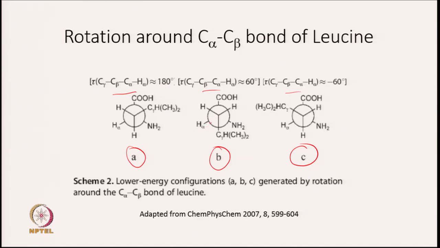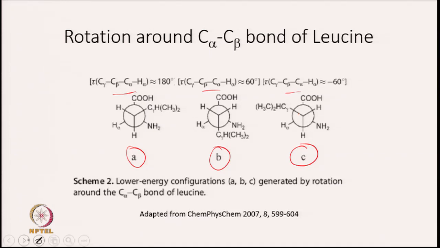In this again, this is C alpha, C beta is the upper one, and C gamma is here. This angle is your 60 degrees, and here your C alpha is below the plane, C beta is up the plane, and your C gamma is here. This is your minus 60 degrees. So, these 3 conformations are lower energy configurations, and they are generated by rotation around the C alpha C beta bond.